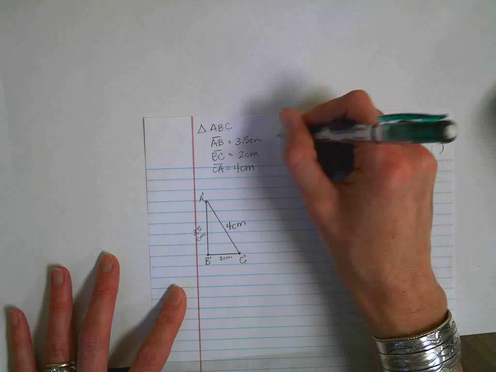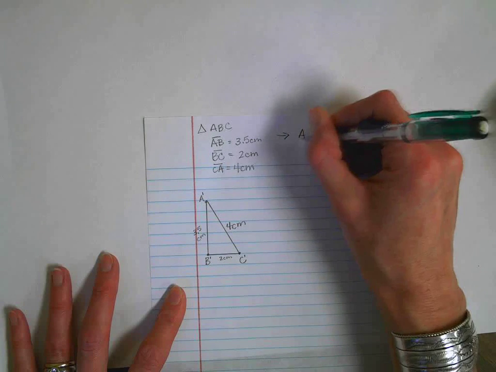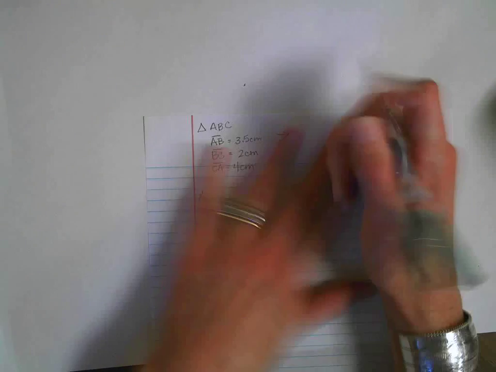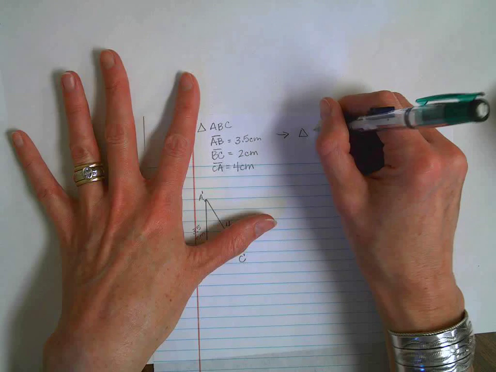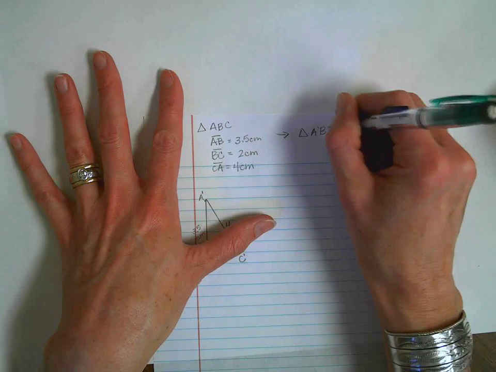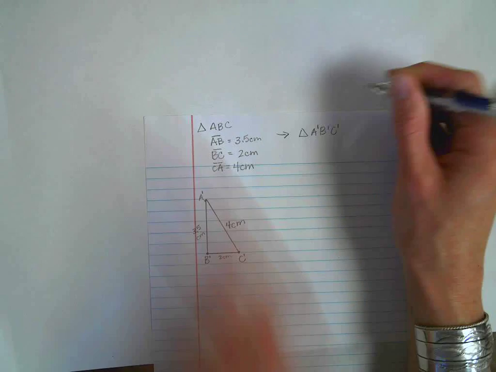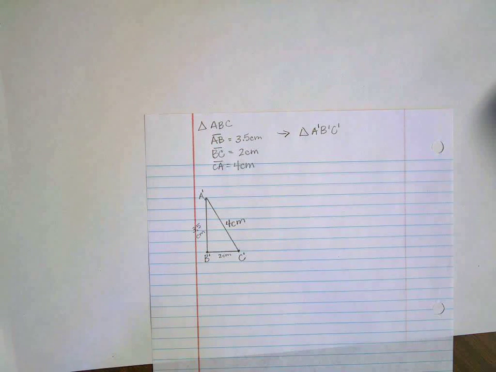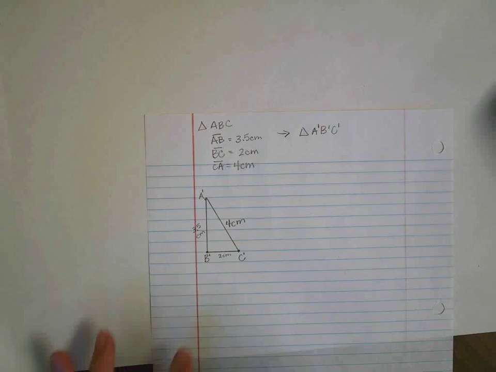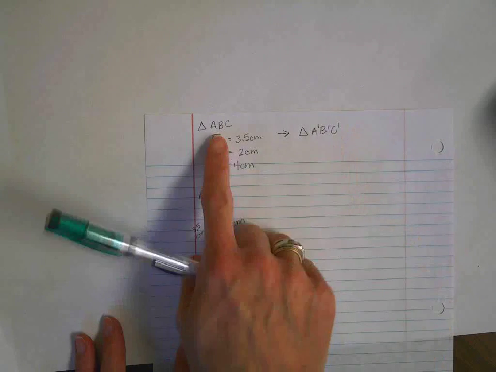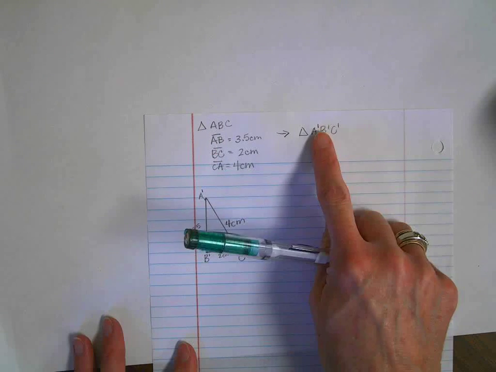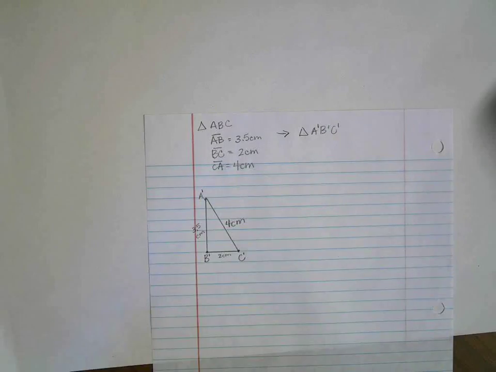So this triangle ABC is what we were given, and we were told to make triangle A prime, B prime, C prime, because this lets the mathematician know that when they're looking at the information, this is a copy of this. And these little tick marks, called prime notation, are telling us that's what the copy is.